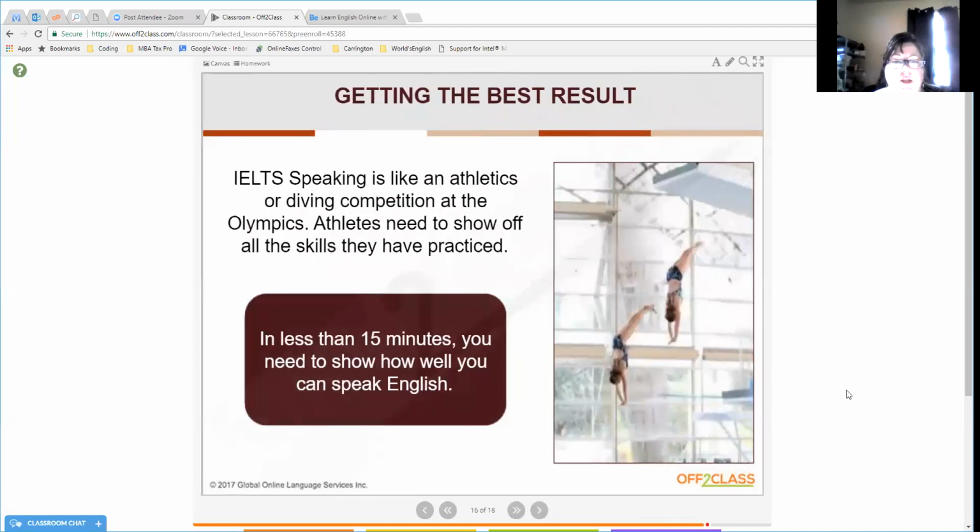Okay, so to get the best results, IELTS speaking is like athletics or a diving competition at the Olympics. Athletes need to show off all the skills they've practiced. So you don't want to go into the IELTS and speak at a lower level than you're able, and this would apply to you because you have a high level of English. So you may think, I'll just go in and speak at a low level and then I'll do perfectly.